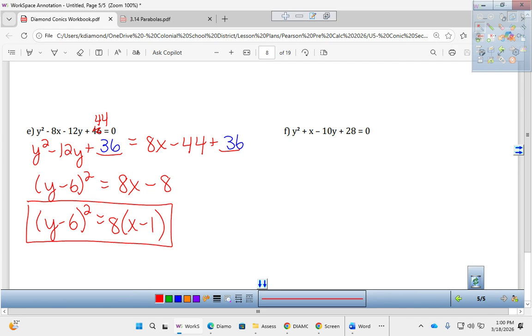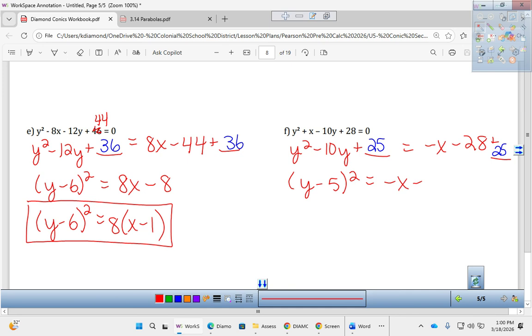So the last one only has one squared term. Again, another parabola, which means x and y are on different sides of the equation. So I'm bringing the x and the 28 to the other side, and because I'm moving it to the other side, I'm making it opposite. In this blank is going to be half of my middle term, negative 5 squared, so 25. If I factor over here, I get (y minus 5) squared. And if I combine like terms over here, I get negative x minus 3.